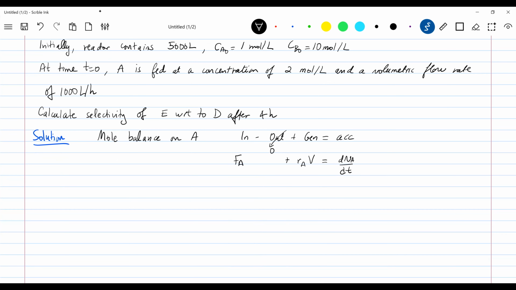Now, FA is the volumetric flow rate of the feed. We'll call that V feed. This is that 1,000 liters per hour here. This is V feed times CA feed, and that's plus RA V. And that's equal to dNA/dt, which is d(CA V)/dt. And that is CA dV/dt plus V dCA/dt, because the volume is changing, so it's a product rule of the derivative.